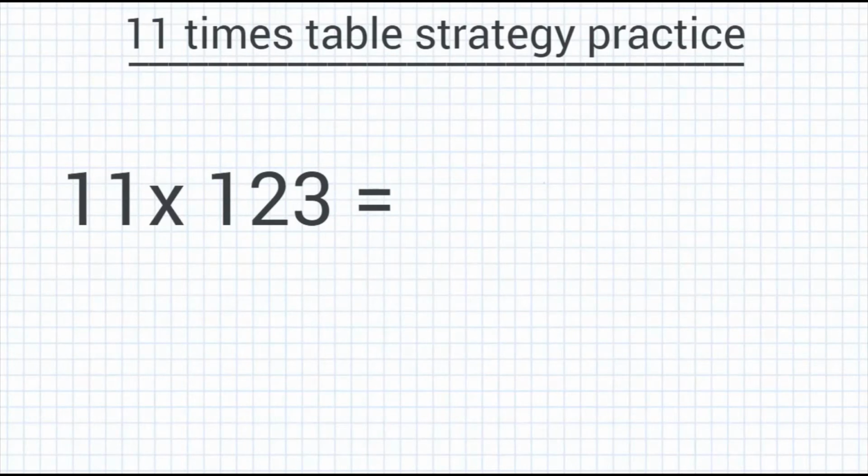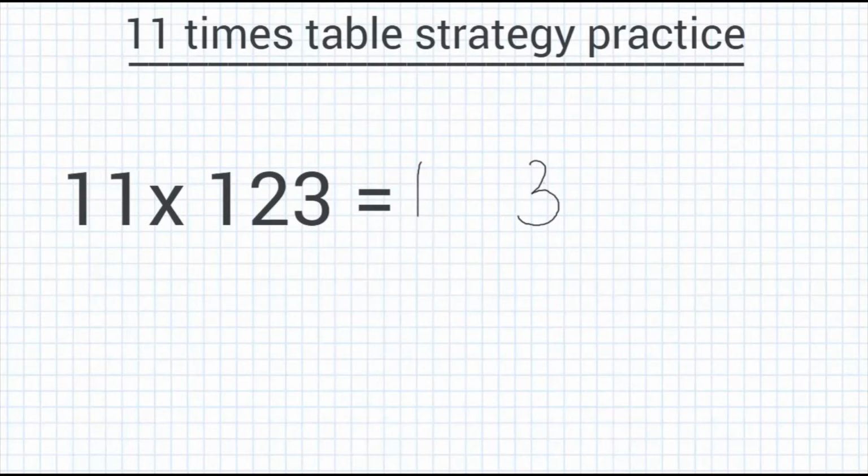Okay, so this next problem is 11 times 123. So just like before, we're going to look at the number and then rewrite it. Except this time, since the number has 3 digits, we're only gonna write down the first and the last digit. So 1 and 3.